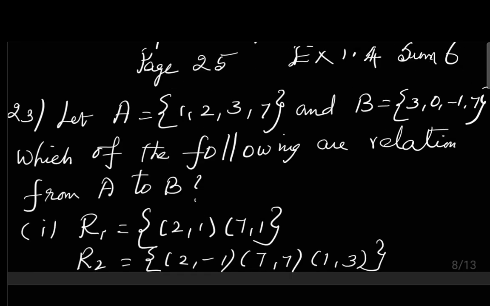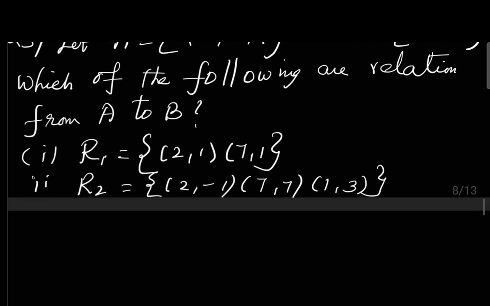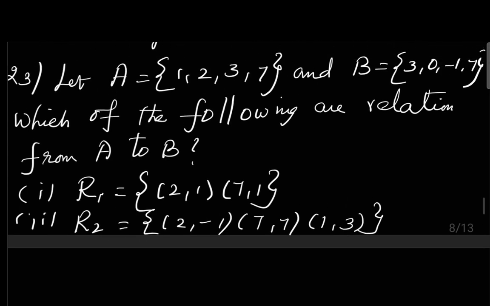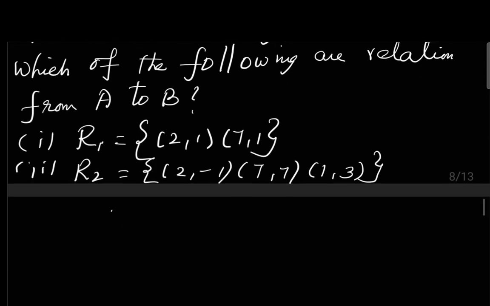See, let A is {1, 2, 3, 7} and B is {3, 0, -1, 7}. Which of the following are relations from A to B? Relations R1, R2. You have to find which of the two relations are from A to B. So this is also an exercise sum. It is in page 9. Exercise 1.2. Sum number 1.